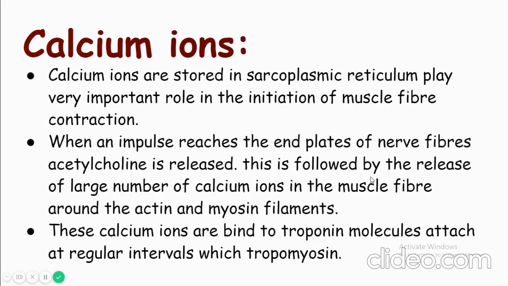This is followed by, when acetylcholine is released, the calcium is released from the sarcoplasmic reticulum. This is followed by the release of a large number of calcium ions in the muscle fiber around the actin and myosin filaments. These calcium ions are bound to troponin molecules attached at regular intervals with tropomyosin.